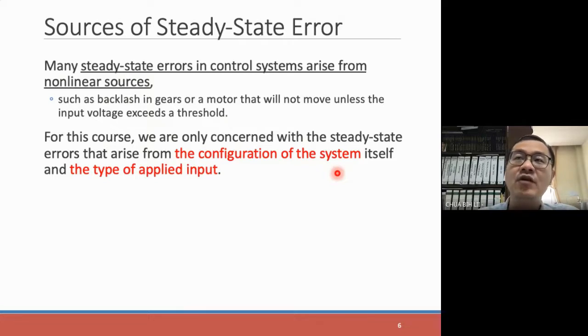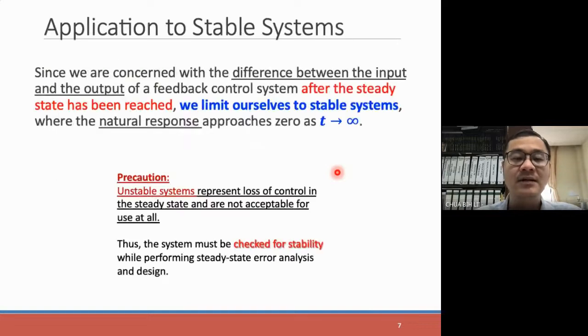Therefore, for the analysis using block diagrams, or nowadays you have Scilab or MATLAB, you can simulate earlier to see how it would respond before you actually implement it, right? So since we are concerned with the difference between the input and the output after the steady state has been reached, we limit our considerations to a stable system.